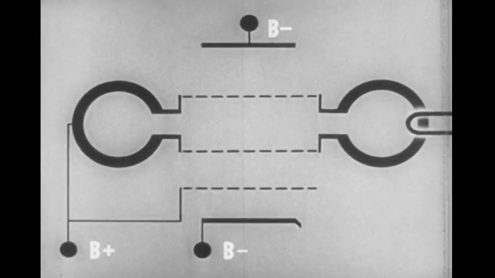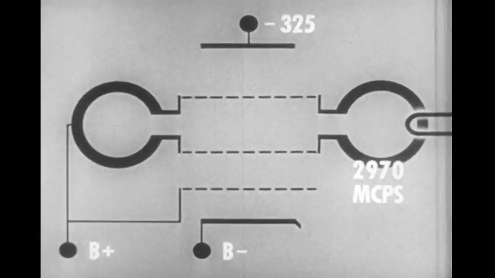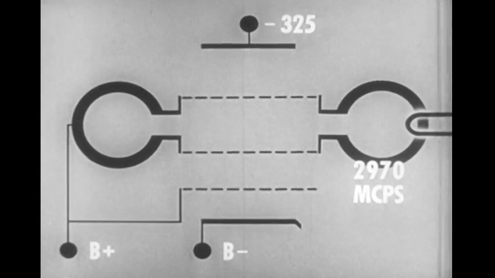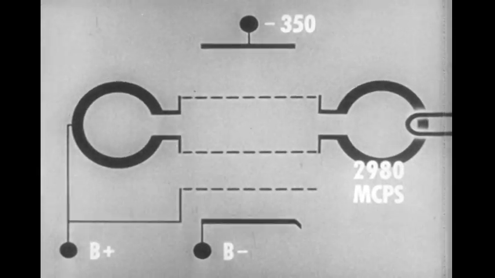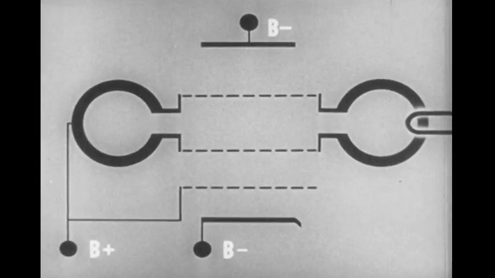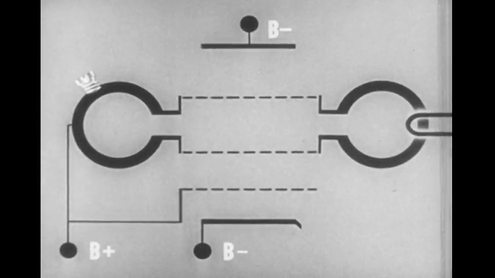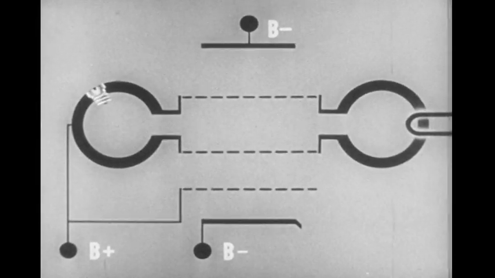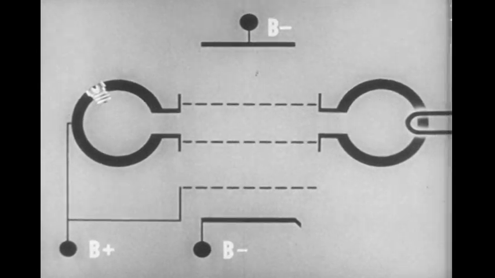For maximum output, a reflex velocity modulated tube must operate at the resonant frequency of the cavity. However, the operating frequency can be varied slightly by changing the negative potential of the repeller so as to alter the bunching action. If greater changes are necessary, the volume of the cavity must be altered, or the cavity grid spacing must be changed by an outside mechanical device.